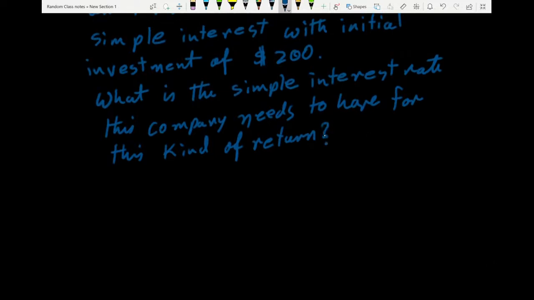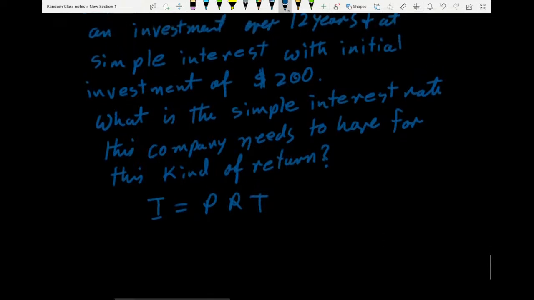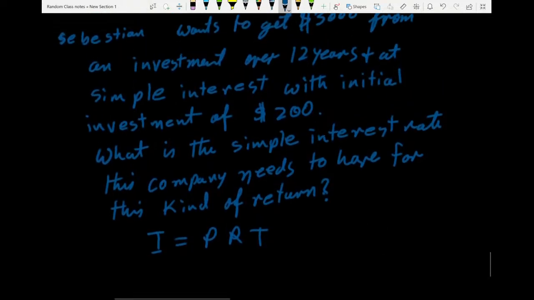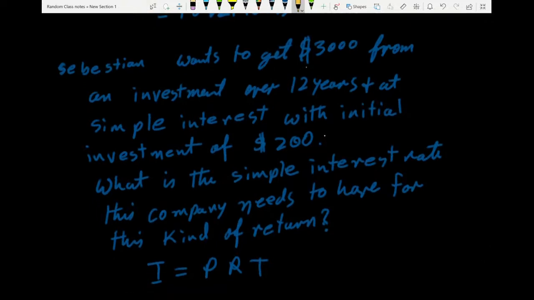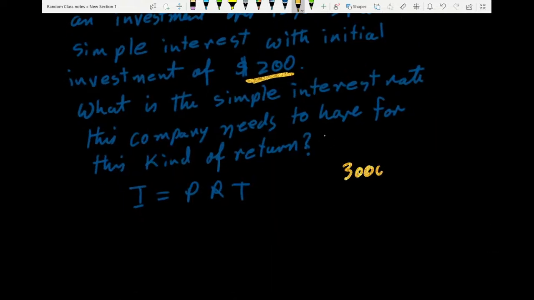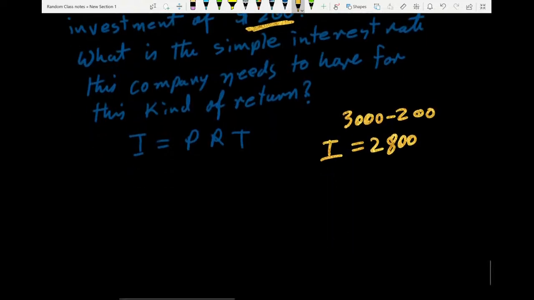All right, so let's look at it. So I equals PRT. This is a little bit tricky, and I intentionally made it tricky. Sebastian wants to get $3,000 from $200. So what's the interest this person earned? You have to look at the difference: 3,000 minus 200, which gives you $2,800. So the I is going to be $2,800, not 3,000.